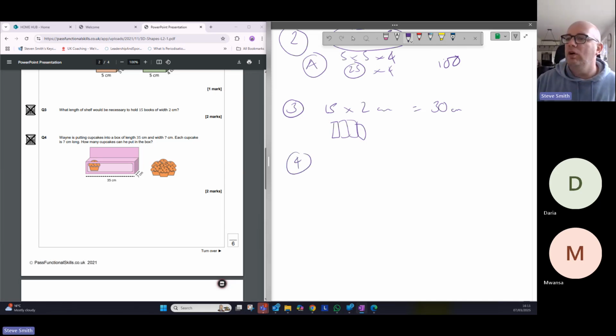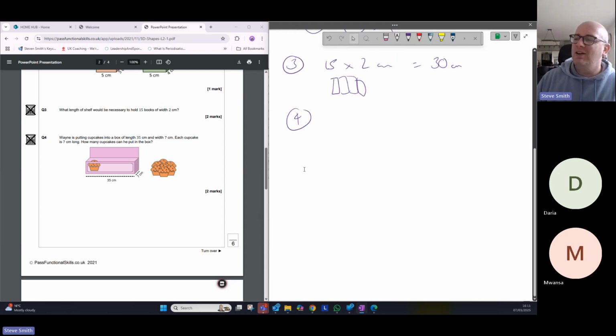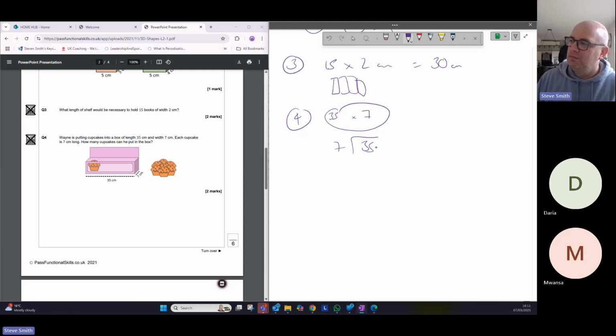Let's load question 4. Wayne is putting cupcakes. I like this one. Here we go. So it's not shipping containers. It's not ice creams. It's something else. Wayne is putting cupcakes into a box. Length 35 times by 7. Each cupcake is 7 centimeters long. So times table question. How many times does 7 go into 35? We know that that is 5.